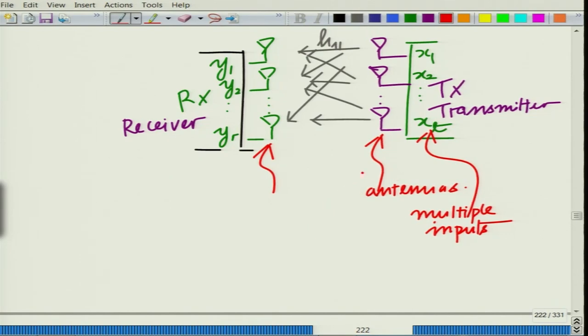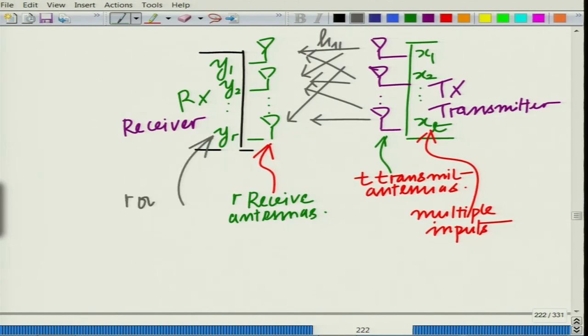These are the T transmit antennas, these are the R receive antennas, and these are the R outputs. So you have a multiple input multiple output system: R receive antennas on which you receive the outputs y1, y2, yr, and T transmit antennas on which you transmit the symbols x1, x2, xt, which form the input.